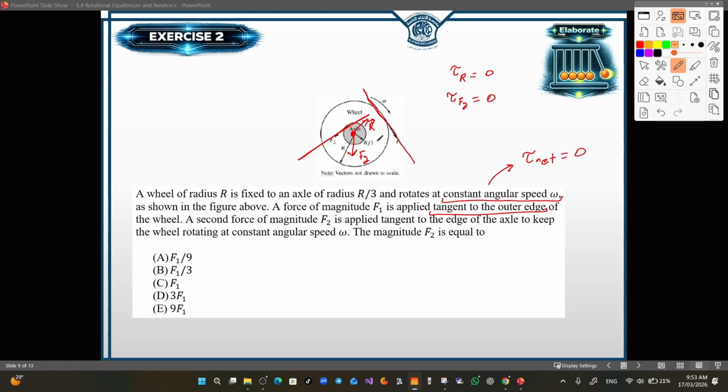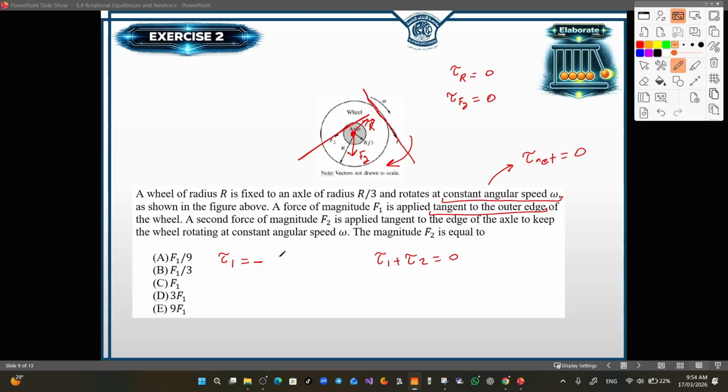So only two forces are involved in the tau net. The two forces are F1 and F2, which means tau 1 plus tau 2 equals 0. Now let's find out tau 1. The direction of rotation caused by F1 is the clockwise direction. In the clockwise direction, we use the minus sign. We assign the minus sign for the torque.